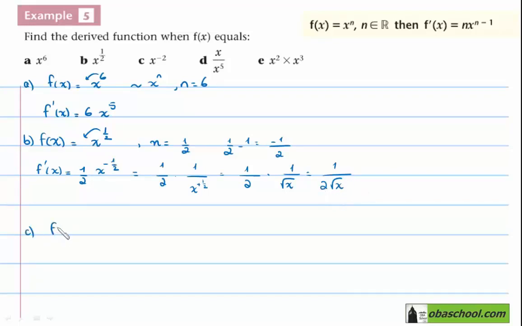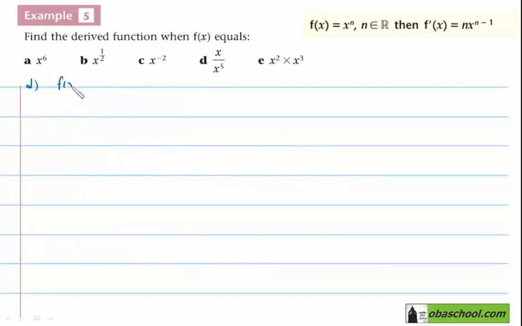In part C, now we are going to find the derived form for f of x equal x to the power minus 2. Then n in this case is equal to minus 2. Substituting in f prime of x, then n is minus 2 multiplied by x to the power minus 2 minus 1, or minus 3. Let's now write it again. It will be minus 2 over x to the power 3. We already know x to the power minus 3 is the same as 1 over x to the power 3.